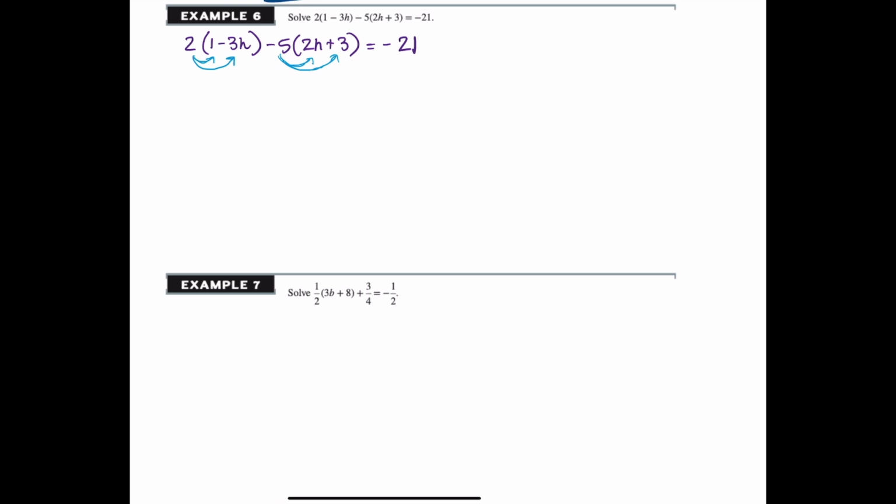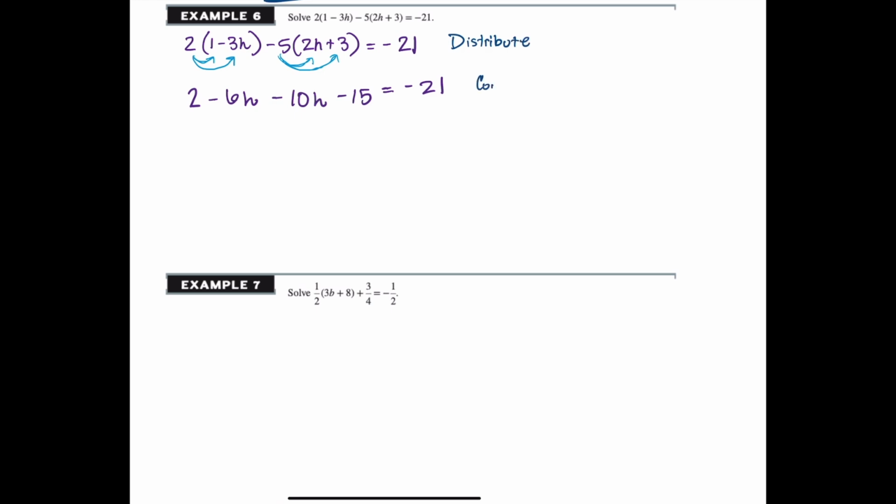They're going to multiply. So in the first case, 2 times 1 is 2, and then 2 times negative 3h will be negative 6h. Next, we're distributing the negative 5. Negative 5 times 2h is negative 10h. When those multiply, you just multiply the negative 5 and the 2, and the h is still attached to it. And then negative 5 times positive 3 will give us negative 15. This is equal to negative 21. So we've distributed, gotten rid of the parentheses. First we distribute.